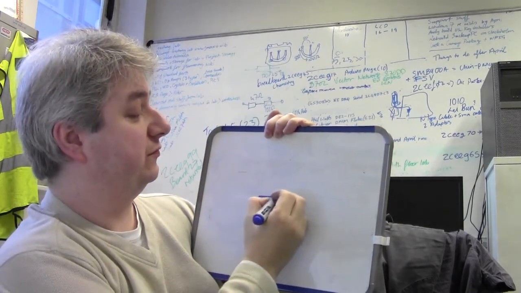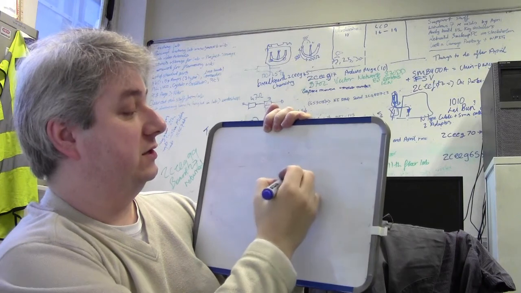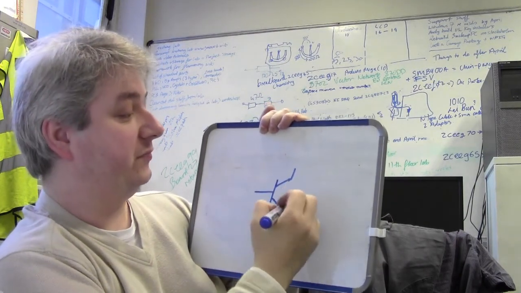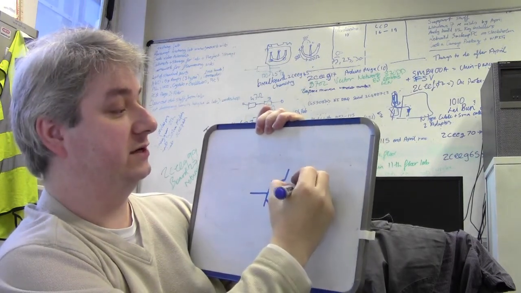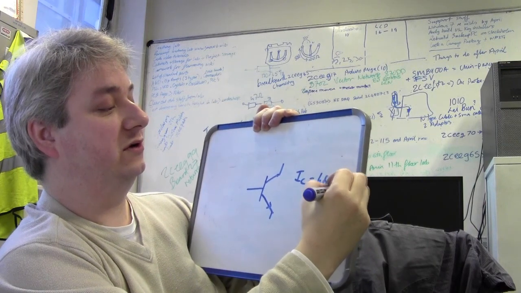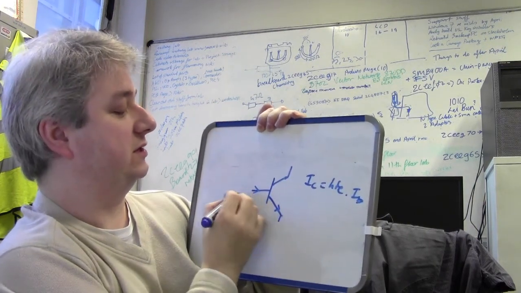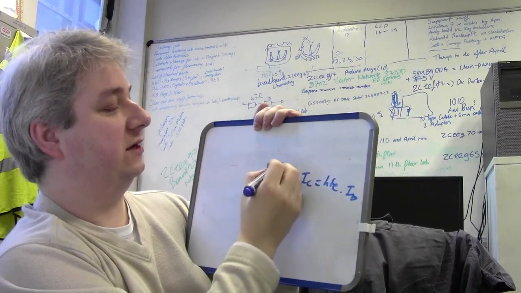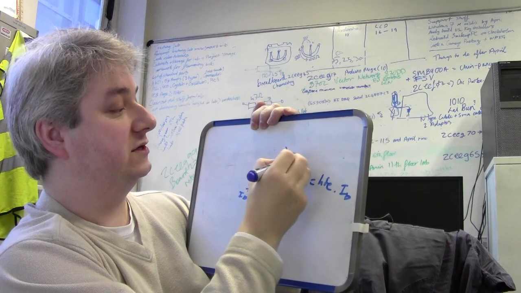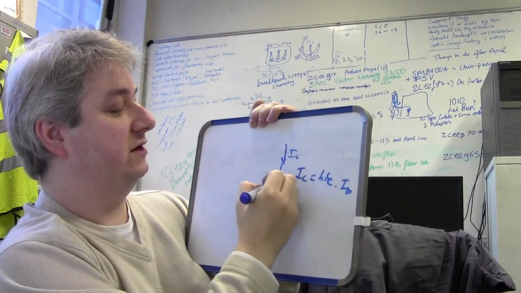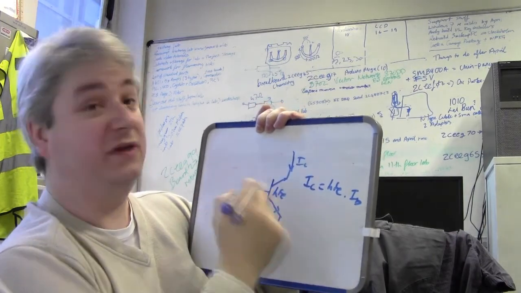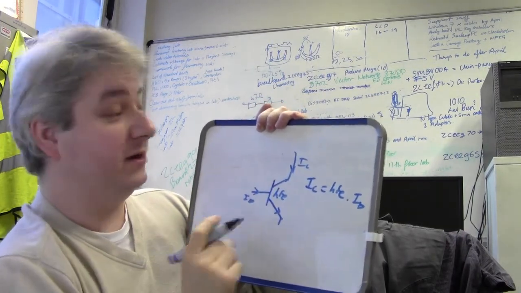So here's our transistor. We're going to use an NPN transistor. And the equation for the transistor is IC equals HFE multiplied by IB. IB is the current going into the base. IC is the current flowing through the transistor, and HFE is the current gain of the transistor. So basically we're amplifying the value of IB.